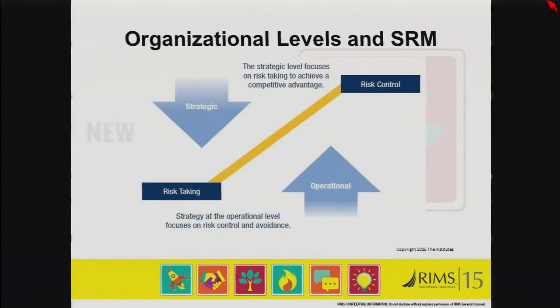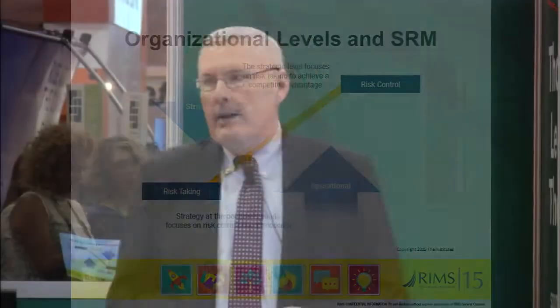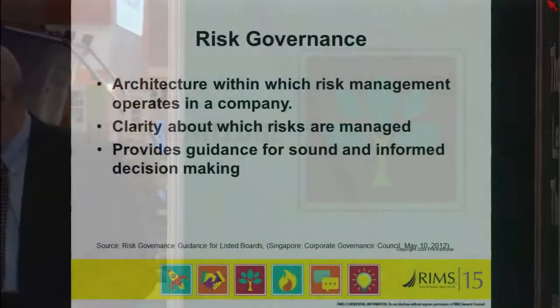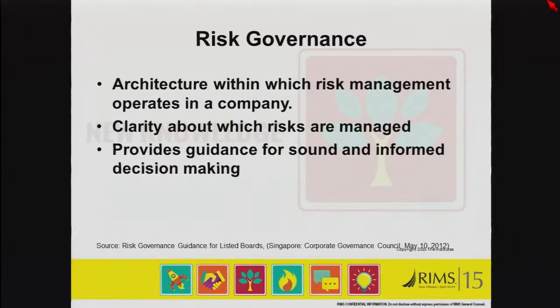At the operational level, they tend to focus on risk control and avoidance. They're looking at it from a whole different perspective. They want to control the risk, often they want to avoid the risk. So those two forces push against each other, as you can see there, and what you need to do for your organization is to strike a balance between the two. Okay, let's go on to risk governance.